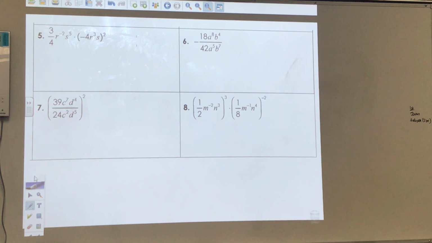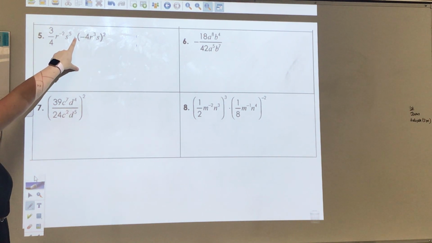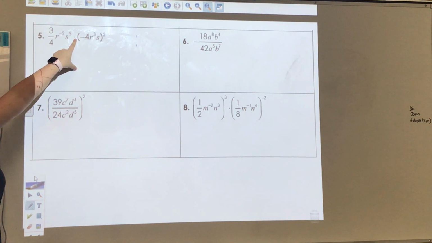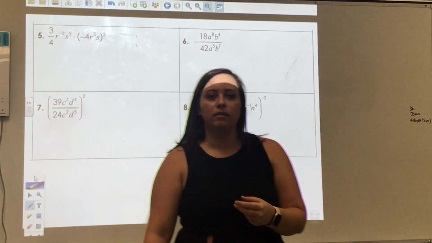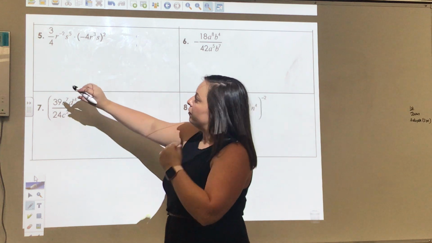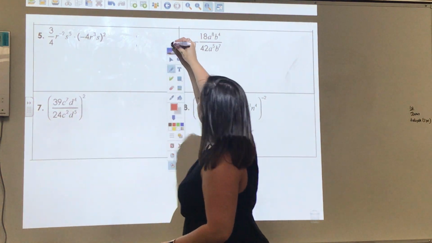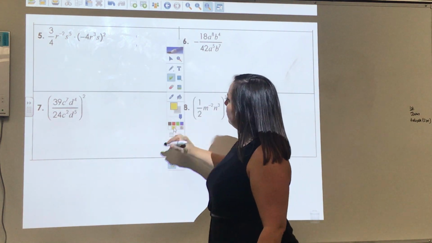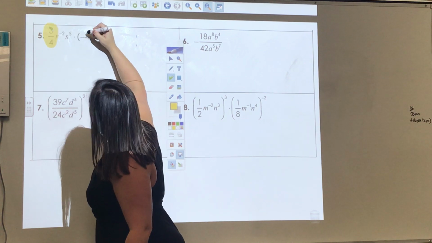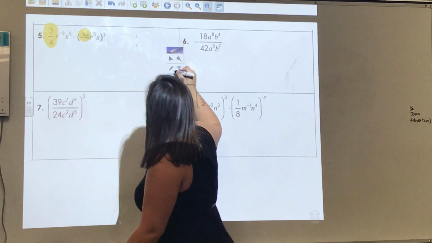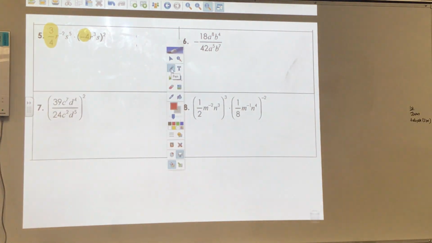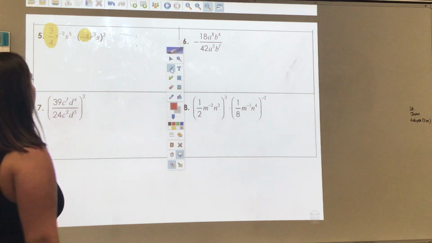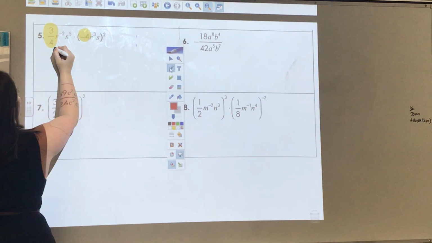Last one. All right, number 5. It looks like we have the multiplication rule right here. So you have to think to yourself, if I'm multiplying monomials, I need to add my exponents. First, let's deal with the numbers in front. So we have a 3/4 times a negative 4. I'm going to type that in here. 3/4 times a negative 4 is going to give me negative 3.